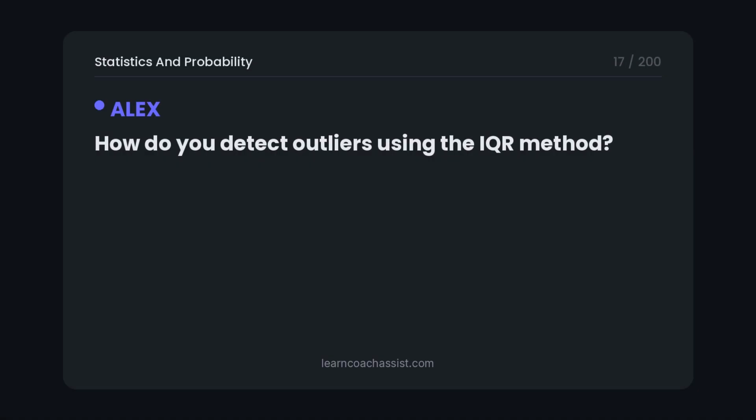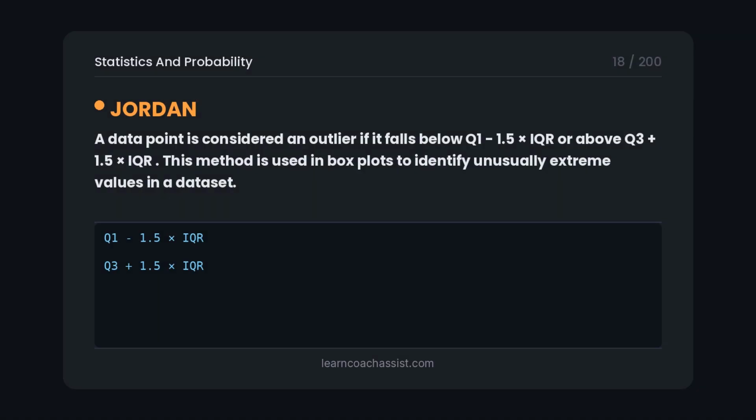How do you detect outliers using the IQR method? A data point is considered an outlier if it falls below Q1 − 1.5 times IQR or above Q3 plus 1.5 times IQR. This method is used in box plots to identify unusually extreme values in a dataset.